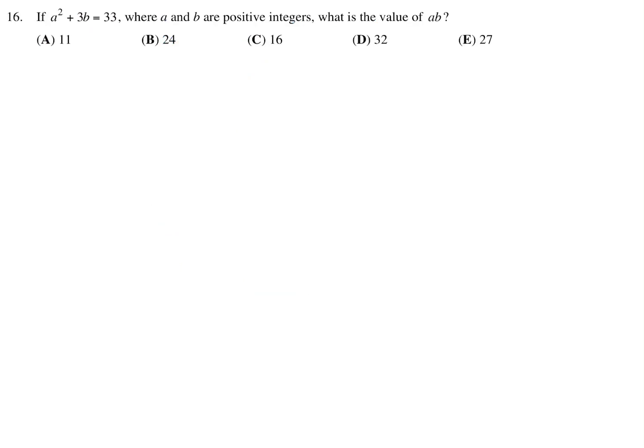If a squared plus 3b is equal to 33, where a and b are positive integers, what is the value of a times b? A squared plus 3b is equal to 33. And that's it. They don't give us anything else.